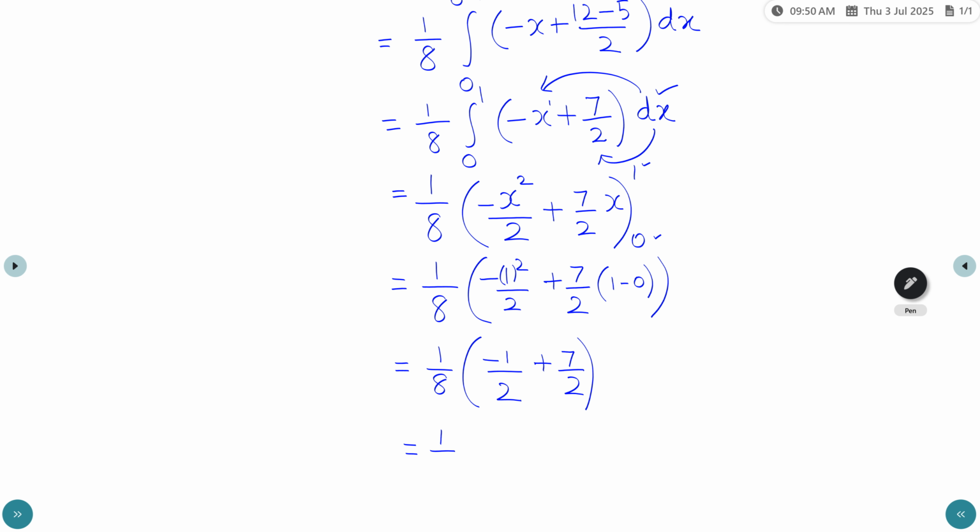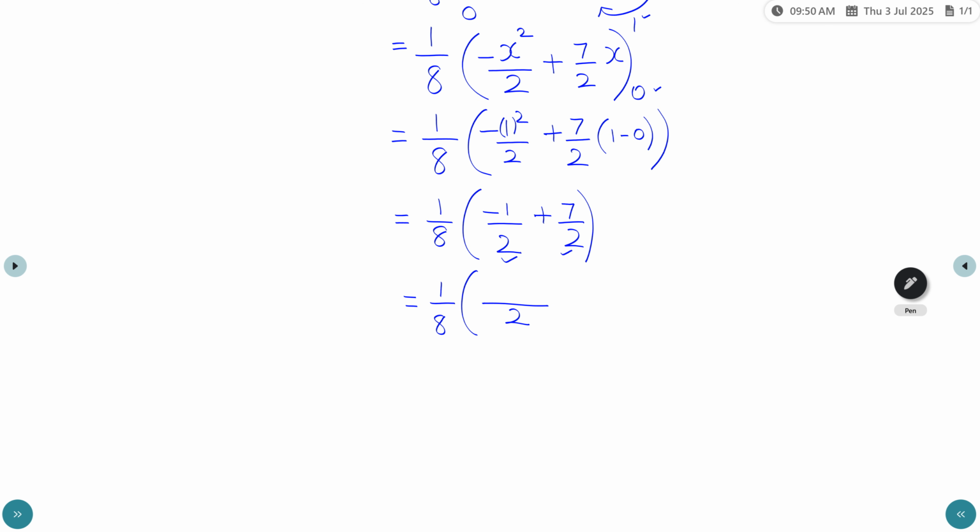So 1 by 8. Both the denominators are 2. So the numerator is minus 1 plus 7, that is 6. So we can cancel, 1 2 is 2, 3 2s are 6. The answer is P of x less than 1 intersection y less than 3 equals 3 by 8.